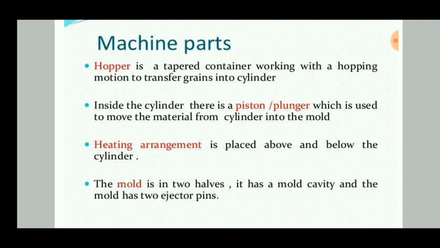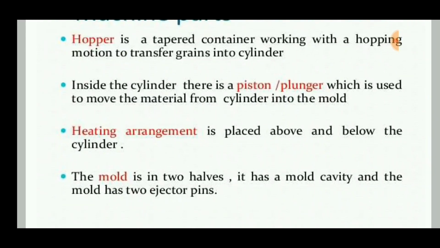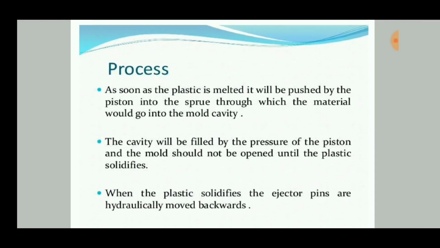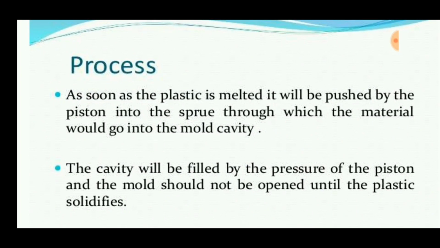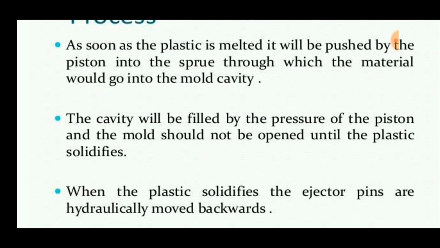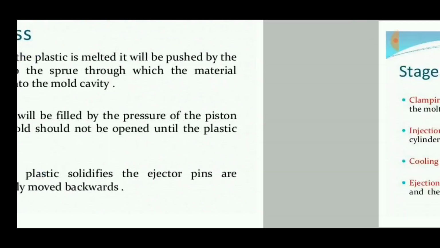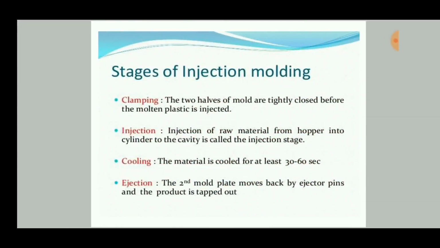The mold consists of two halves. It has a mold cavity, and the mold has two ejector pins. As soon as the plastic is melted, it is pushed by the piston into the sprue, through which the material goes into the mold cavity. The cavity is allowed to cool so that the plastic can solidify. Finally the part can be taken out.